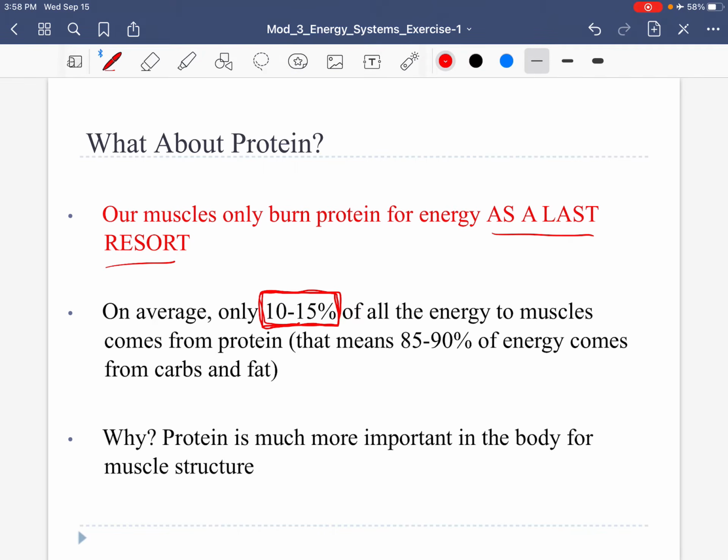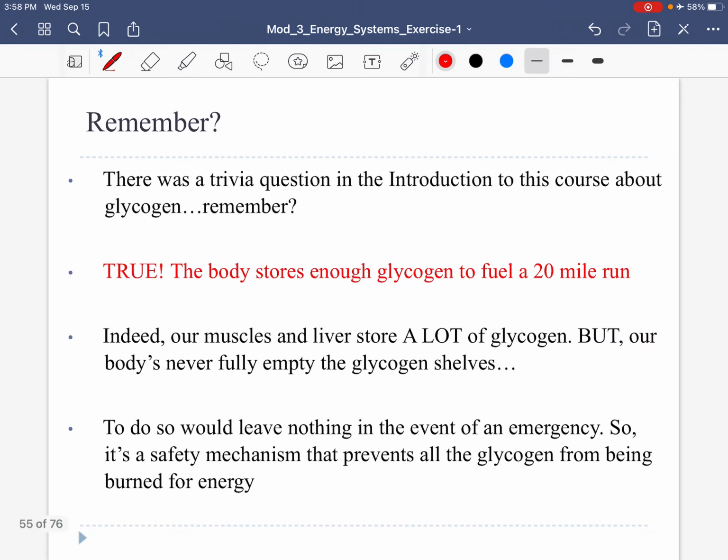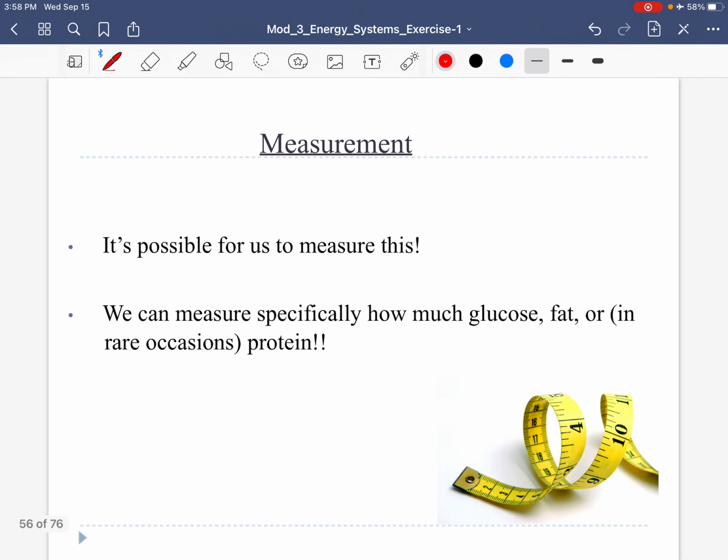So if we're not giving the body enough carbs or fat, and we're forced to burn more protein for energy, that's going to take away protein's ability to build muscle. So you could literally be tearing down your muscle to provide that protein as fuel. And as an athlete, we don't want that. Okay, I'm going to skip that. Don't worry.